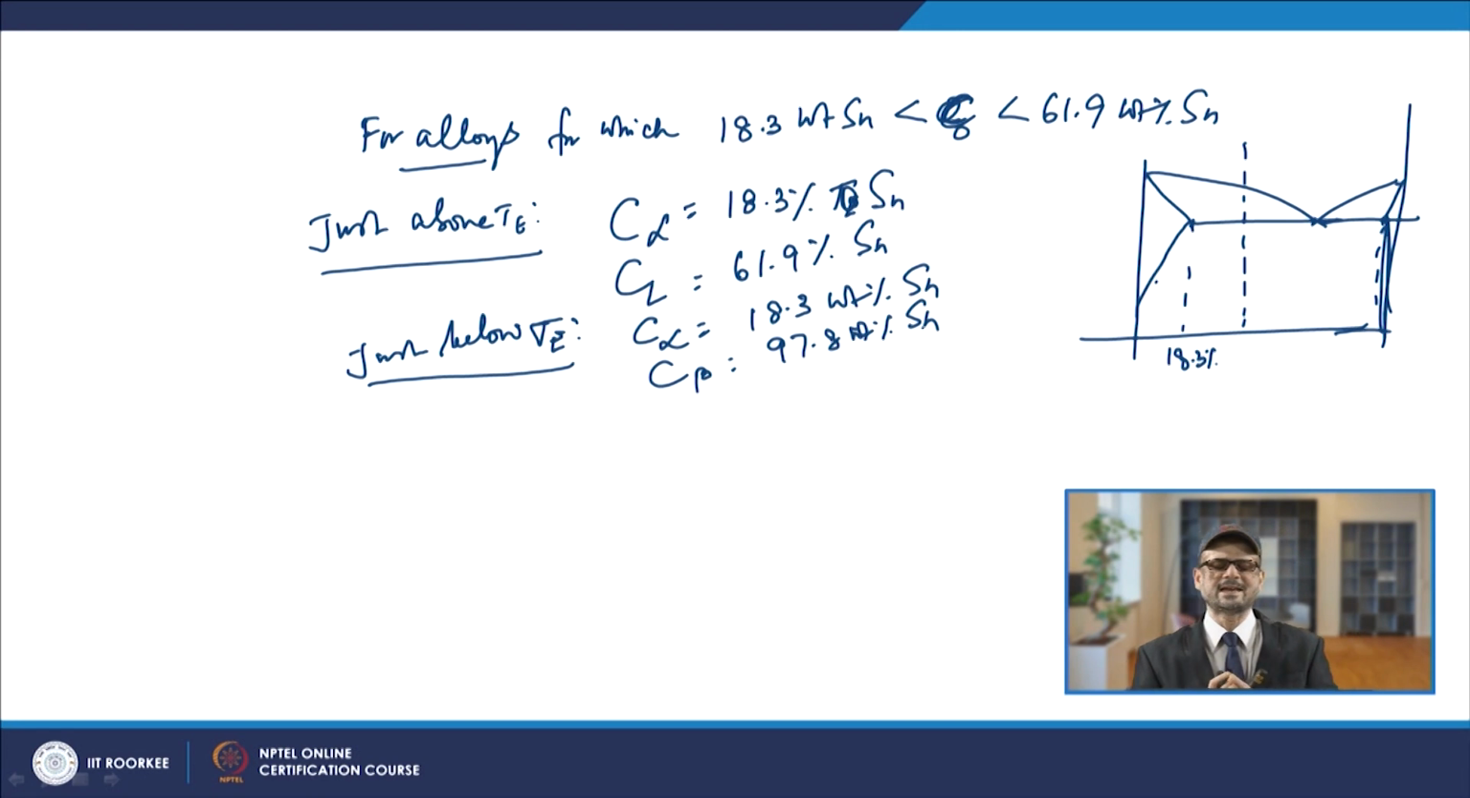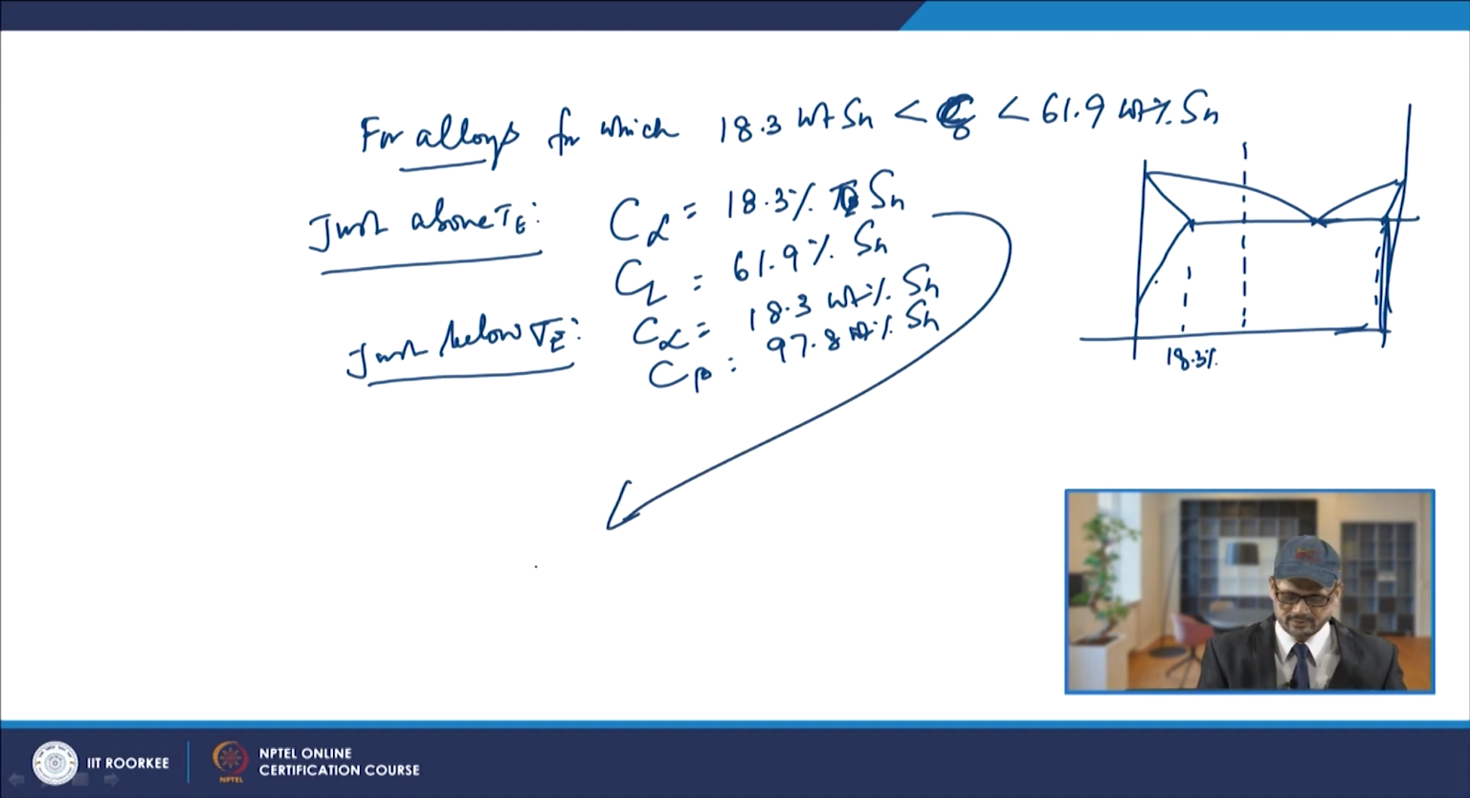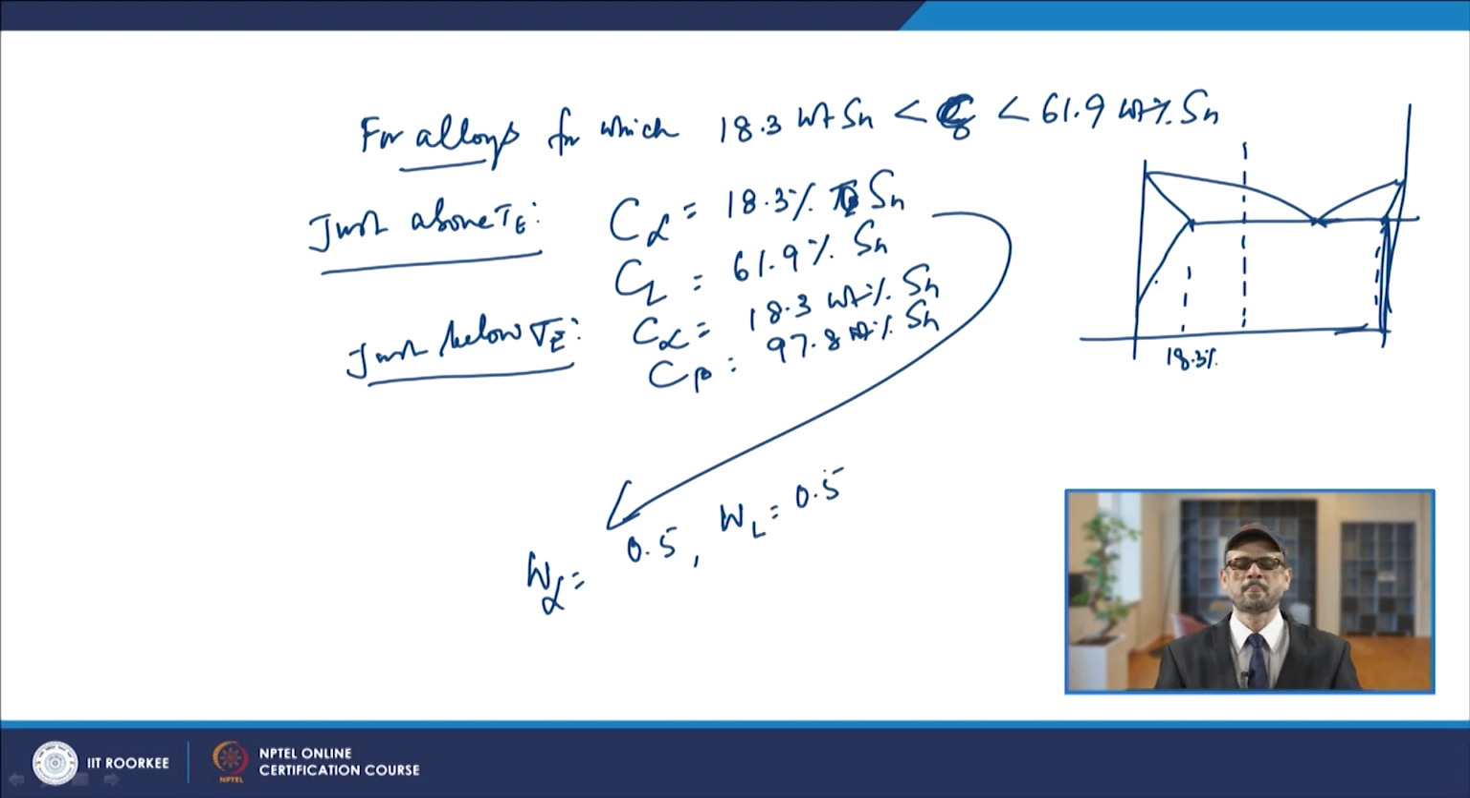Now, in both the cases, you can compute W alpha and WL, or in this case W alpha or W beta. If you try to find the W alpha, in this case it will be 0.5, and if you find WL, that will be basically 0.5, just above the TE.